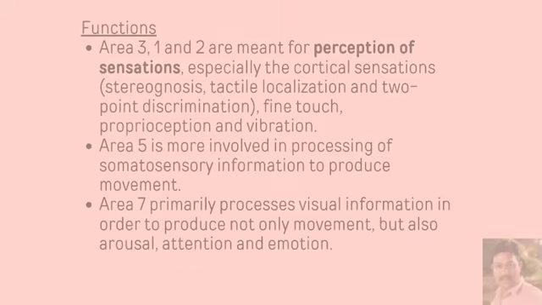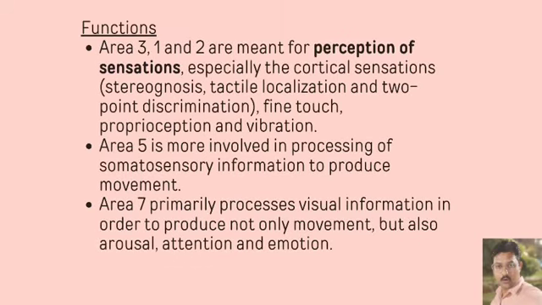The primary somatosensory cortex area 3, 1, 2 is involved in control of sensory activities like touch, pain, pressure, vibration, stereognosis, and proprioception. Area 5 processes sensory information to produce movement. Area 7 processes visual information to produce movement.